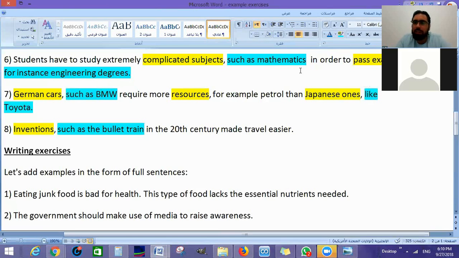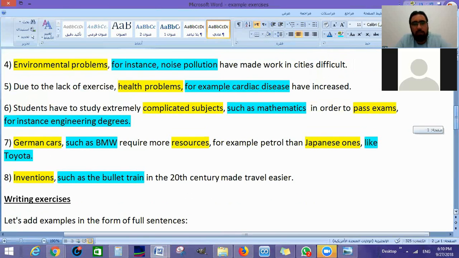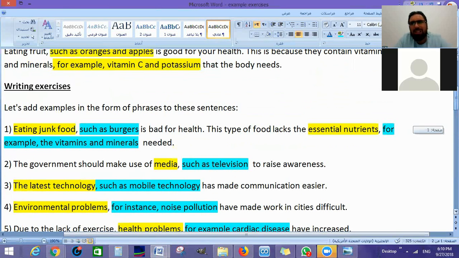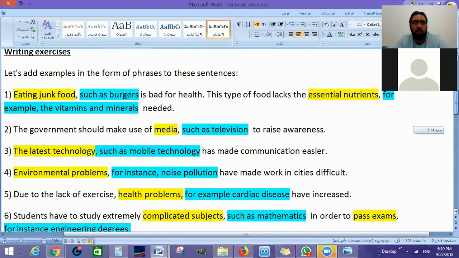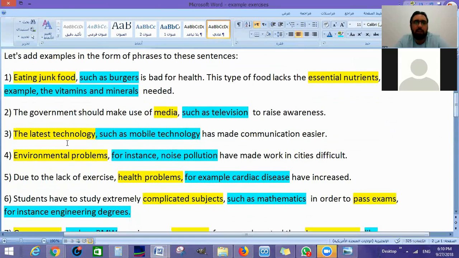So here we have a lot of examples. And it's not as difficult as people like to think. A lot of students say, I can't think of an example. I don't know of an example. It's very easy. You look for a noun and then you give an example of it. Here we have latest technology. So what is an example of latest technology? What's the example of media? What's the example of a health problem?